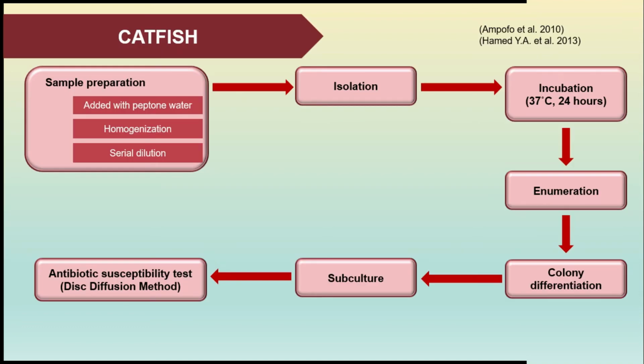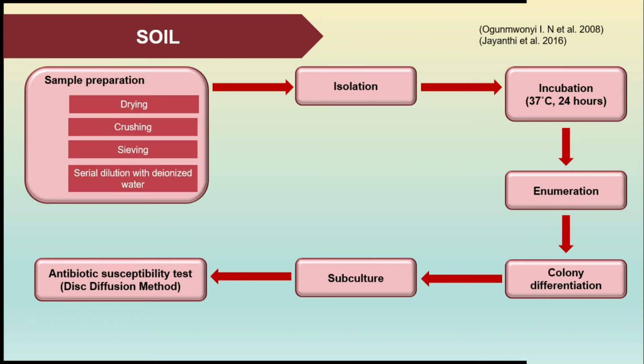First is the sample preparation. It involves homogenization with peptone water and serial dilution, and then bacterial isolation, incubation for 24 hours, enumeration, colony differentiation, subculture, and antibiotic susceptibility test. For microbial contamination of soil, the steps are the same as catfish except for the sample preparation. There will be drying, crushing, and sieving, and the serial dilution is with deionized water.